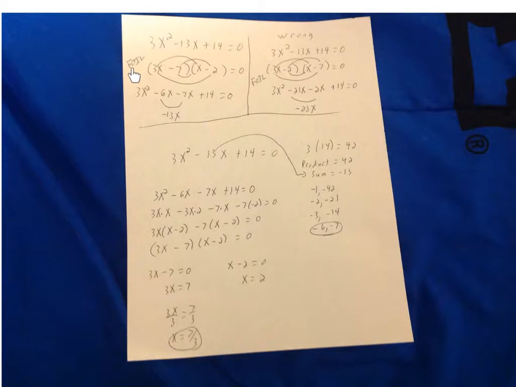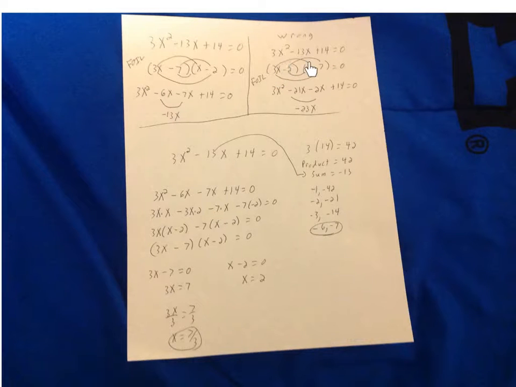F-O-I-L: first, outer, inner, last. Just a technique for multiplying two binomials. If you combine these two terms, that's negative 13x. You see, this matches that. What you're saying is, hey, shouldn't it factor this way?